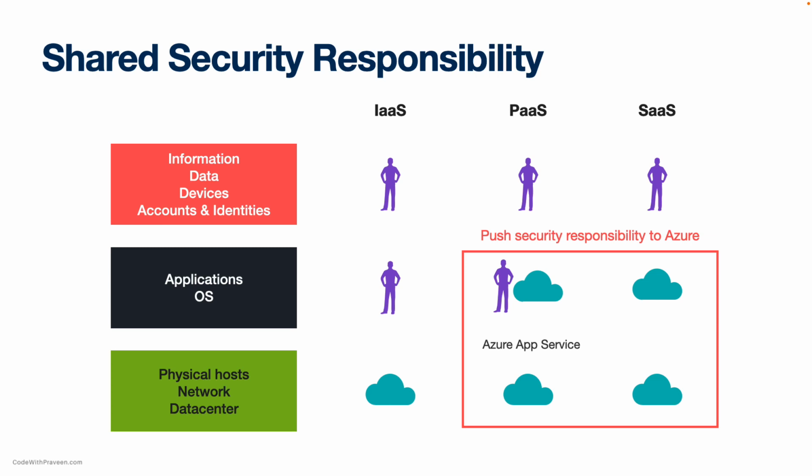For example, when using Azure Platform as a Service or Software as a Service services like Azure App Service or Azure SQL Database, Microsoft takes care of the underlying infrastructure and platform security. That includes physical security, network security, and patching. At the same time, you are responsible for securing your applications and data built on top of these services.